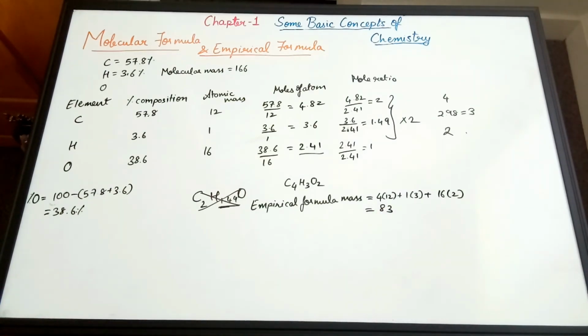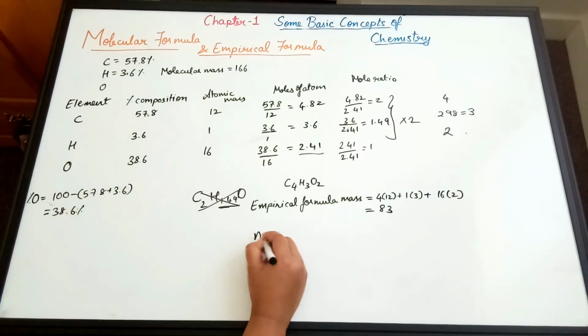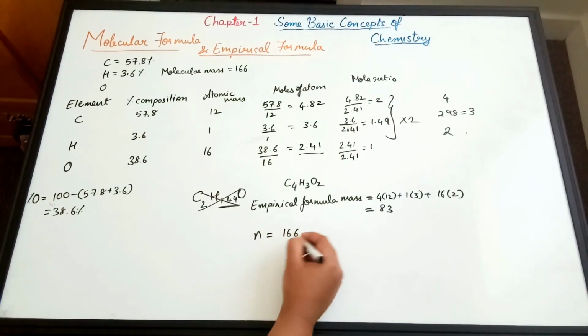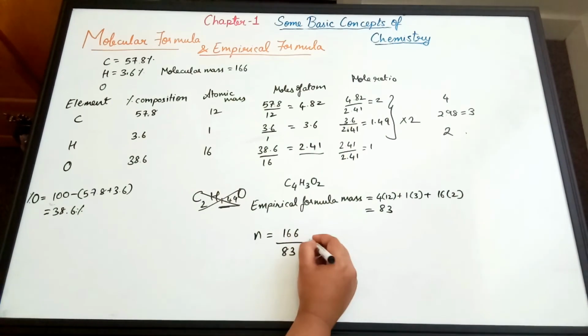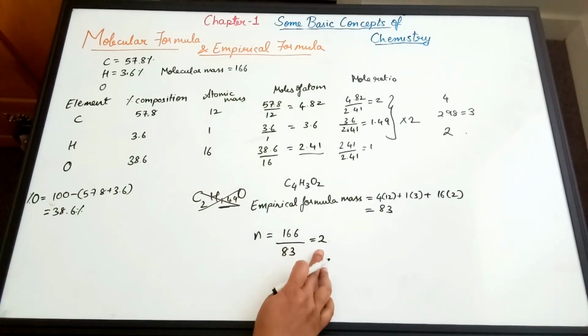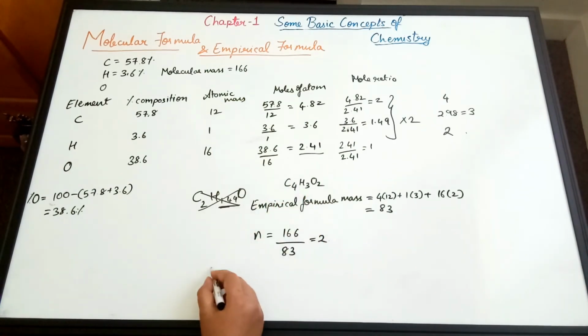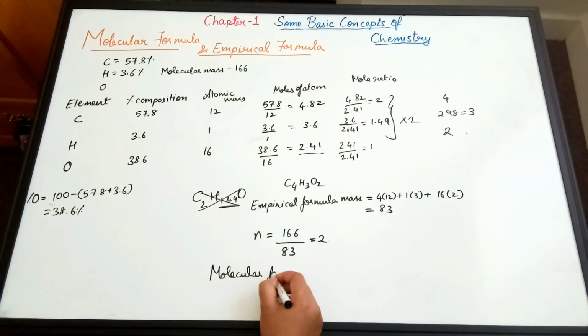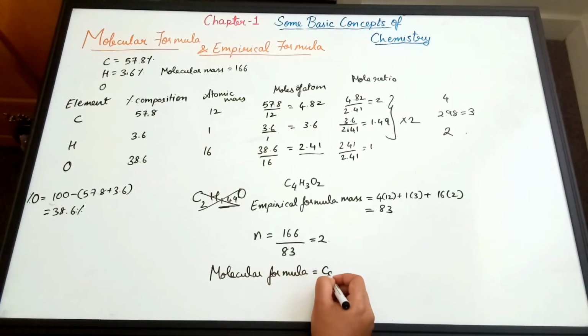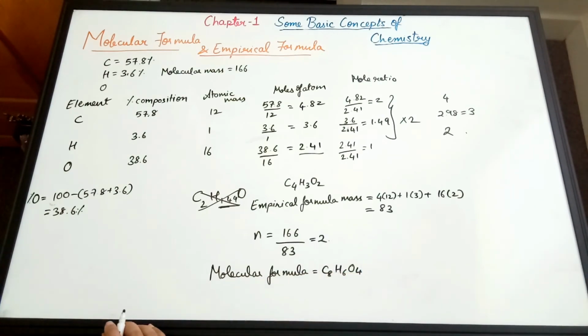Now we've been given the molecular mass as 166. So n will be equal to the molecular mass divided by the empirical formula mass, which is equal to 2. And when n equals 2, the empirical formula has to be multiplied by it. So the molecular formula equals C8H6O4.